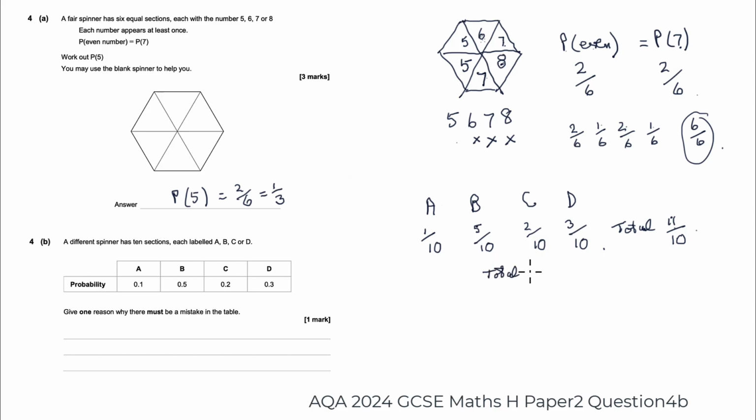Total should be 10 out of 10. So give one reason why there must be a mistake in the table. The total is 11 tenths. The total should be 10 tenths. So that's the reason why there's a mistake.